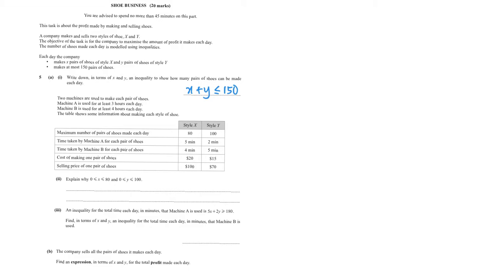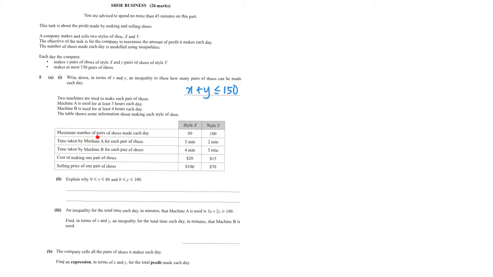Okay, so next question. Two machines are used to make each pair of shoes. Machine A is used for at least 3 hours. At least 3 hours. It can be 3 hours and more. It can be 4, 5, and so on. Machine B is used for at least 4 hours. So 4 hours and above, but not 3 hours and not less than that. The table shows some information about making each style of shoes. We see style X and style Y here.